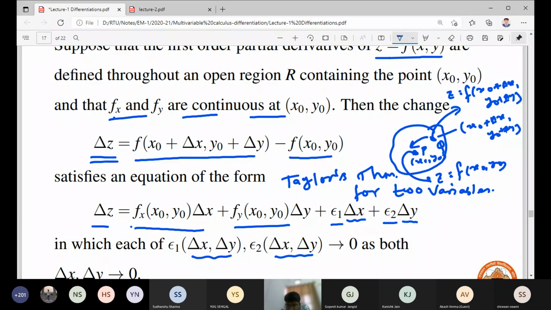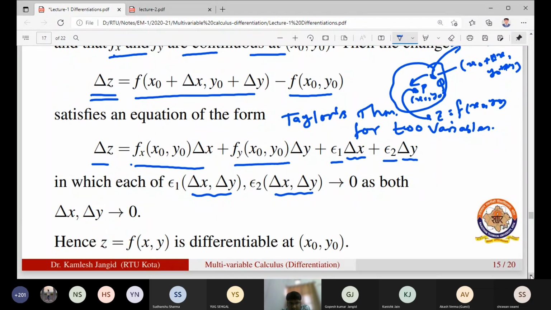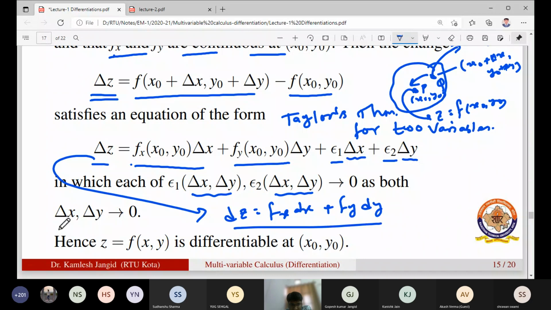So in this case, the difference delta z can be written as dz equals fx dx plus fy dy. If this condition holds, delta x and delta y approach 0, in that case epsilon 1 and epsilon 2 approach 0. So you can say that dz equals fx dx plus fy dy. Now this one is known as the total derivative. All right. This is our total derivative.